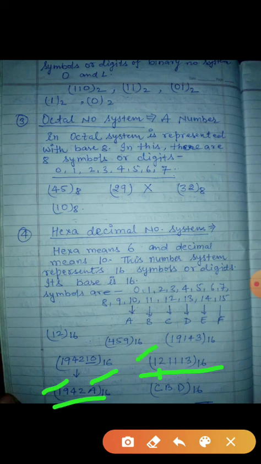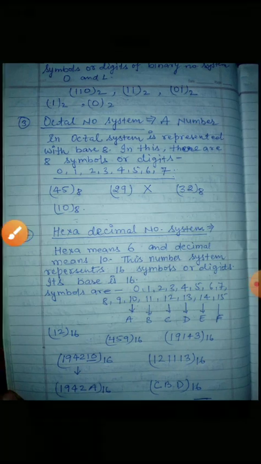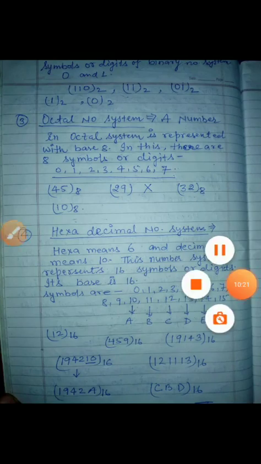But when it is written in this form, it is only 1, 2, 1, 1, 1, 3. But when you write C, B, D, this is 12, 11, 13, and the base is 16. So this is the number system. Write it in your copy and try to understand. If you have any doubt, you can call me. Okay, best of luck. God bless you.